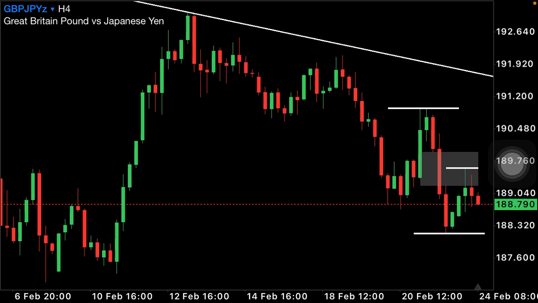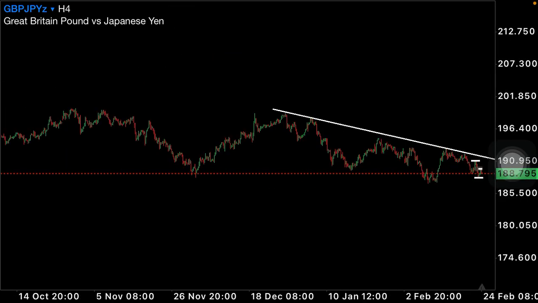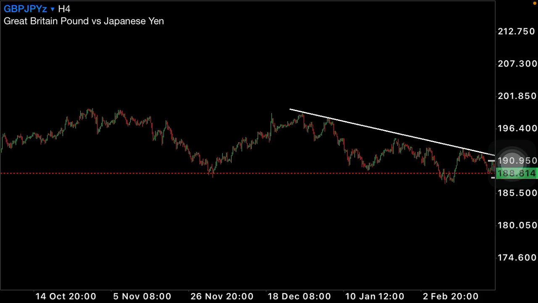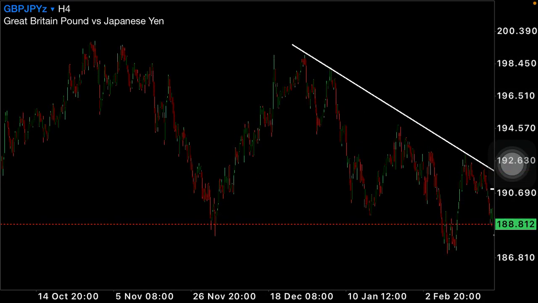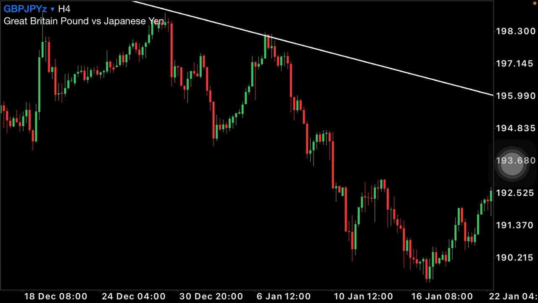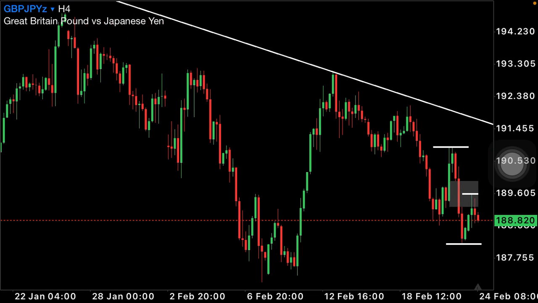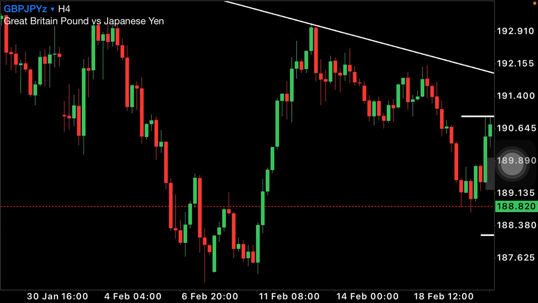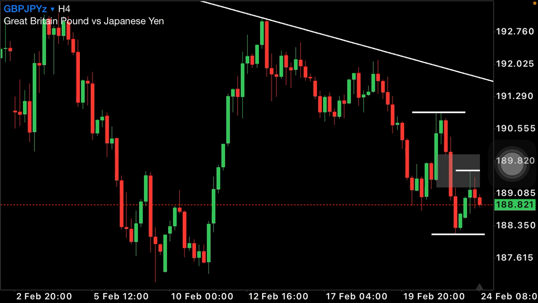So we can tell from here this market is a what? A bearish market. Price is just going down. So from this point here I got something.